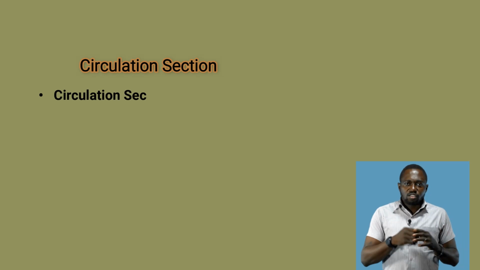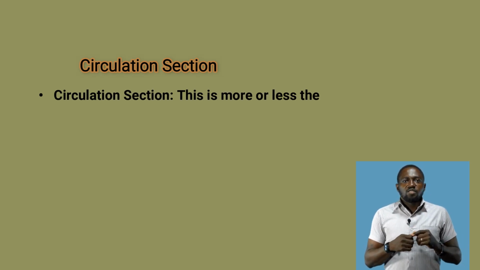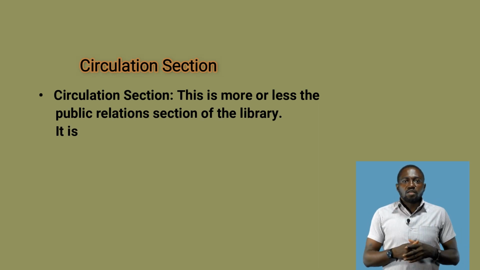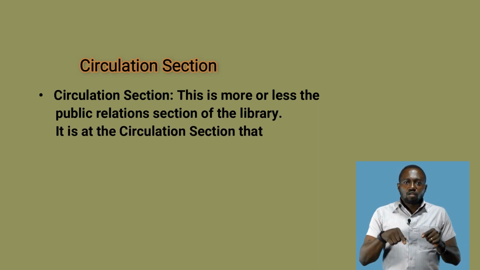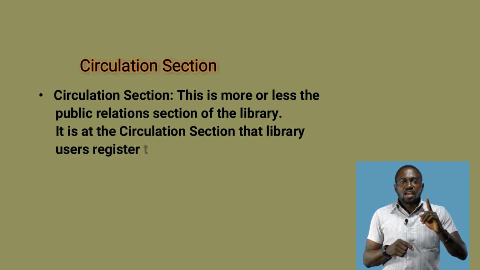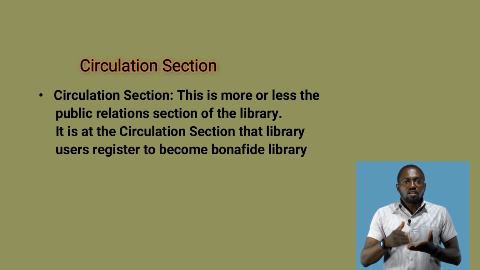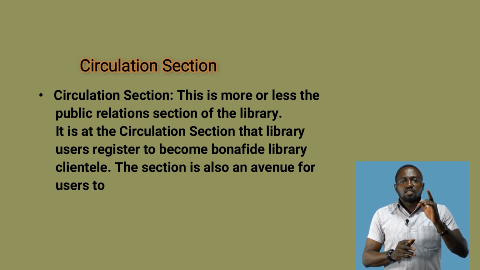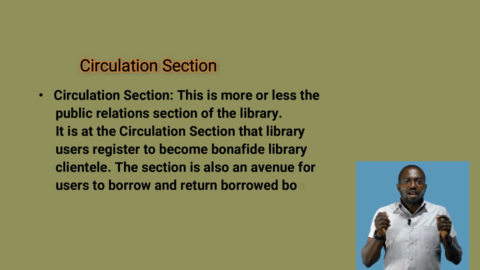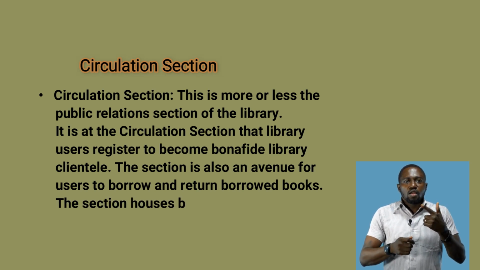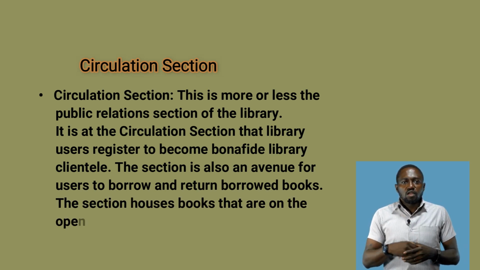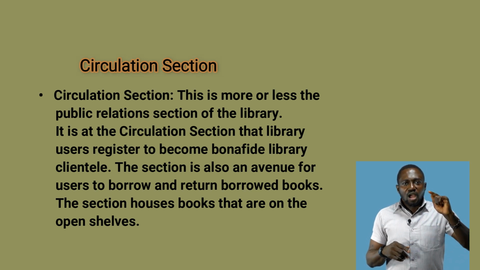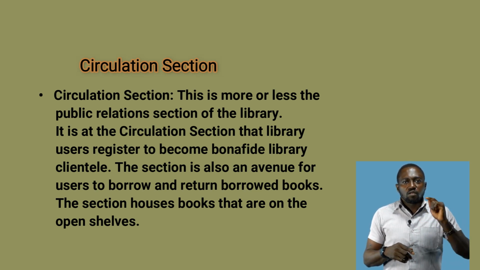1. Circulation section. This is more or less the public relations section of the library. It is at this circulation section that library users register to become bona fide library clientele. The section is also an avenue for users to borrow and return borrowed books. The section houses books that are on open shelves.